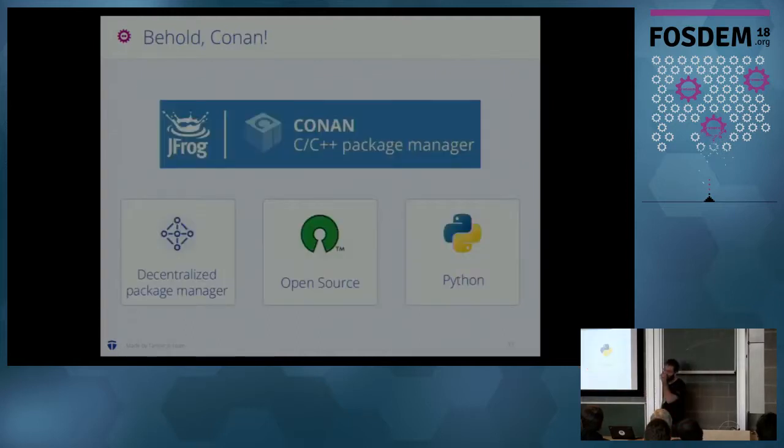So Conan is a C++ package manager. It works with other languages, but primarily designed around C++. It's decentralized, so you can host your own server. That's what we do. It's open source, available on GitHub. And it's written in Python, compatible with 2 and 3, so you can run it everywhere.